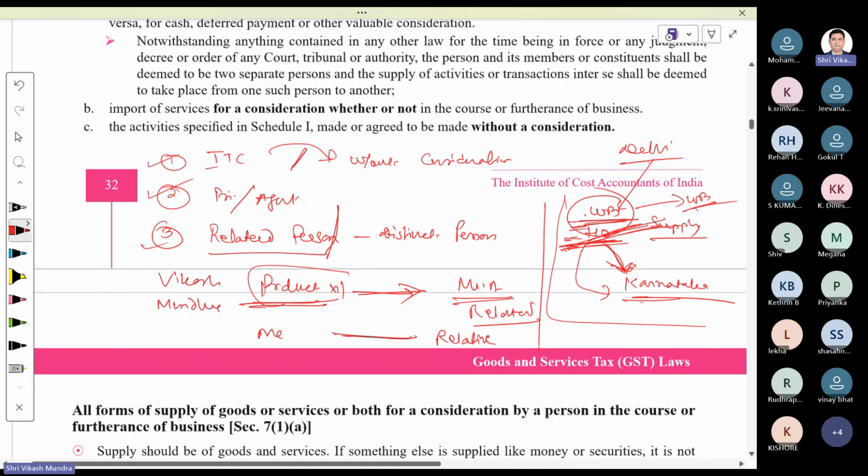If it is not considered a supply, the person is not supposed to pay any tax on it. So the government, in the third activity covered in List 1, Schedule 1, mentioned that transactions with related persons or distinct persons are considered as supply even though there is no consideration. They are not related, they are distinct persons. Is it clear?